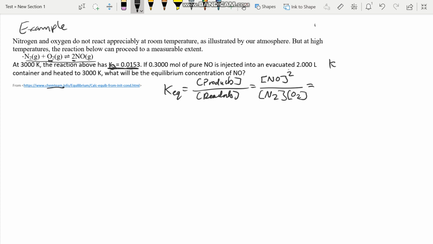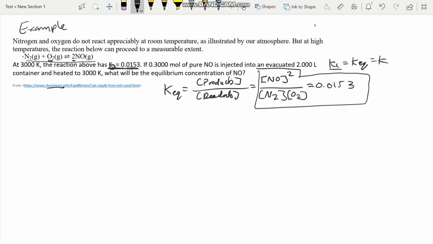Kc equals KEQ equals K. It's all the same thing, just another way of writing the equilibrium constant. So the Kc, or the equilibrium constant, equals 0.0153. This is going to be our useful expression that we'll come back to later.